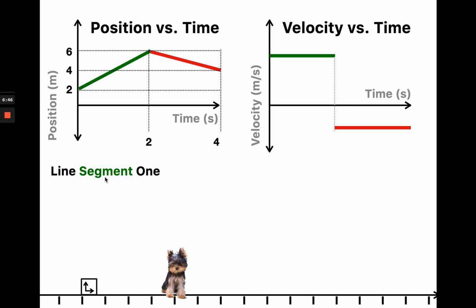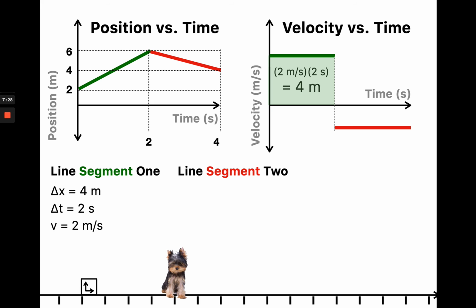So let's look at line segment 1. Delta x, you're going from 2 to 6. Delta x is 4. It takes 2 seconds to go from 2 to 6 meters. So 4 divided by 2, the average velocity for that line is 2 meters per second. You can clearly see that this line segment here is a positive slope. So the first line segment, you're going forward 4 meters. So 2 to 6, 4 meters. 2 times 2 is 4.